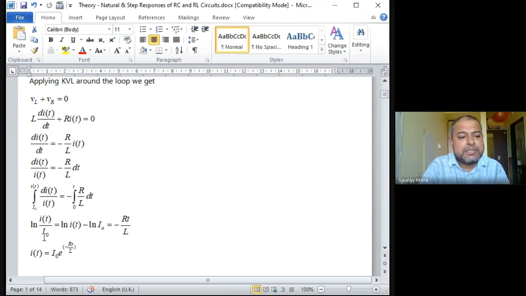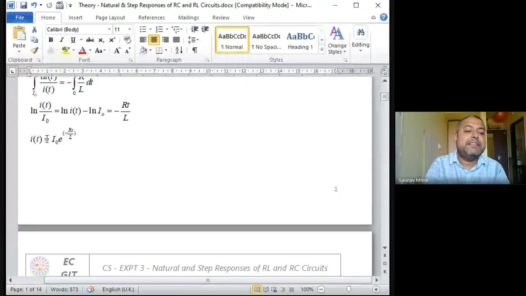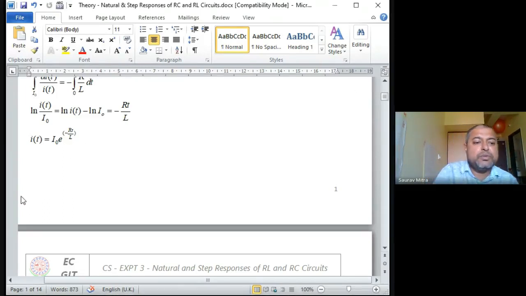Then you integrate both sides, and the initial current was I0. What you are finding is i(t). This is the last line, which is very important: i(t) is equal to I0 into e raised to minus Rt by L. So what is this graph like? This graph looks like a decreasing exponential. This is very important.